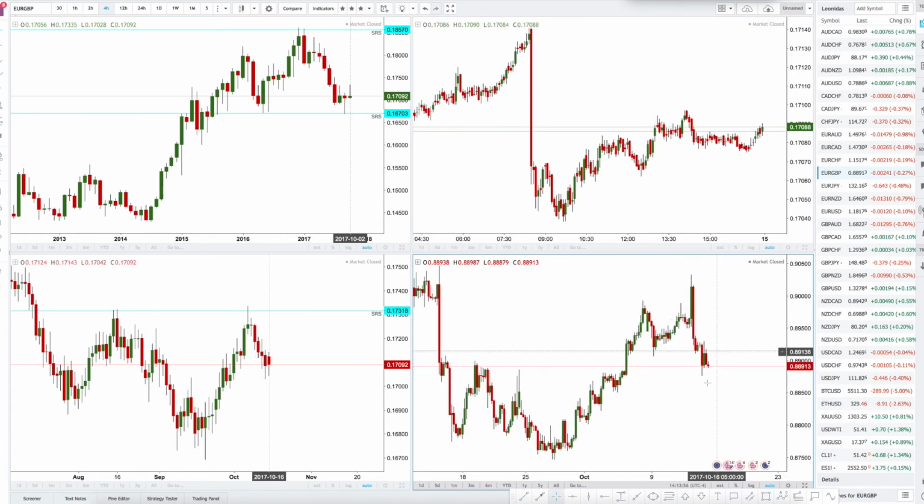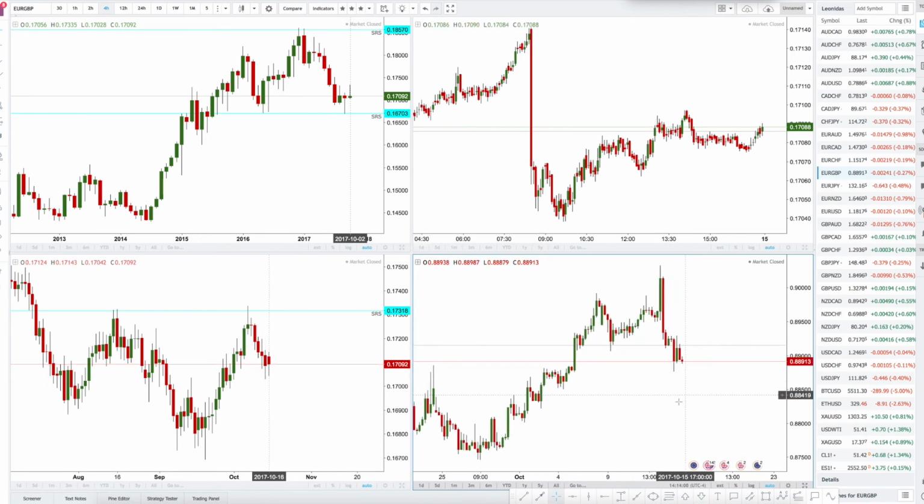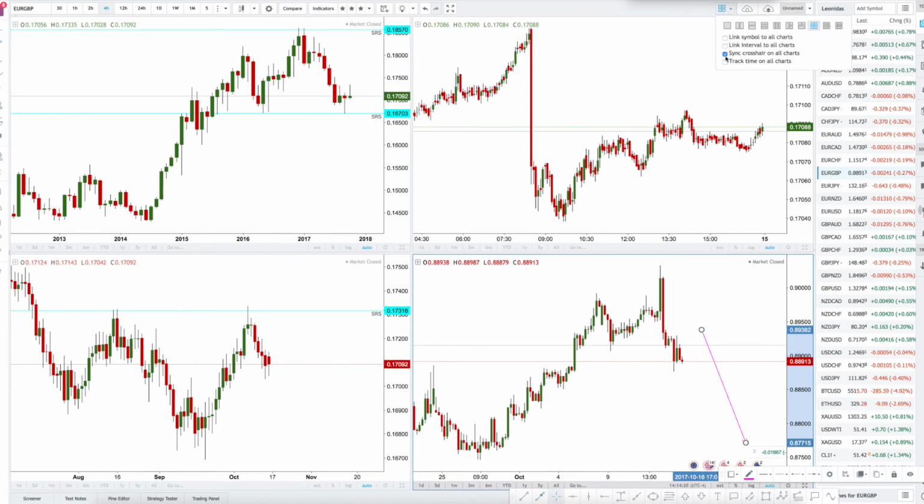So I'm kind of expecting another pullback, presumably to go lower. So I will be looking to short EG somewhere around here. And so I'm just going to go like this. Track. Yeah. Okay.